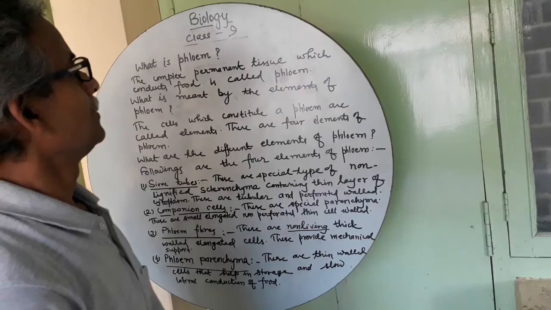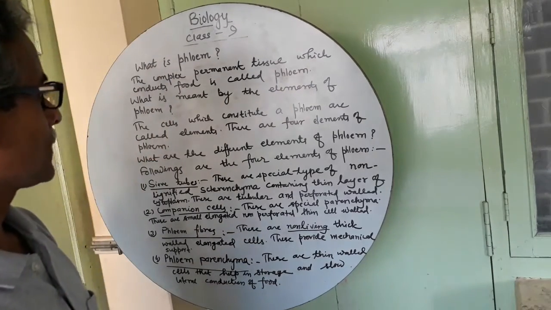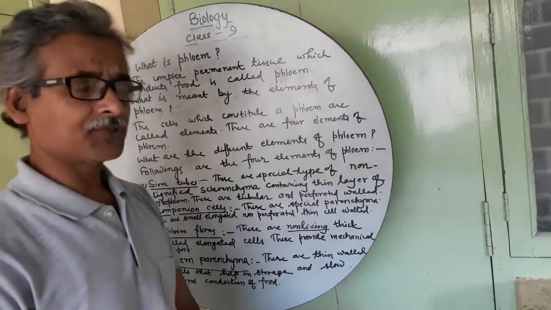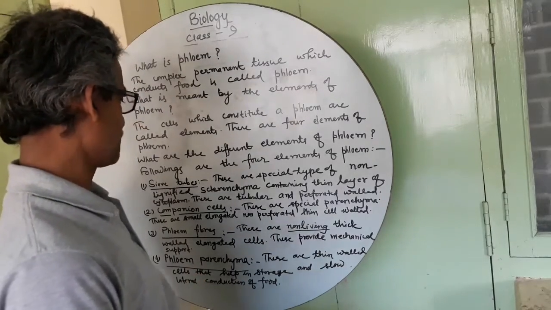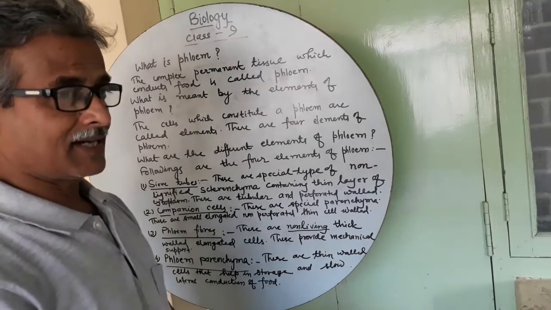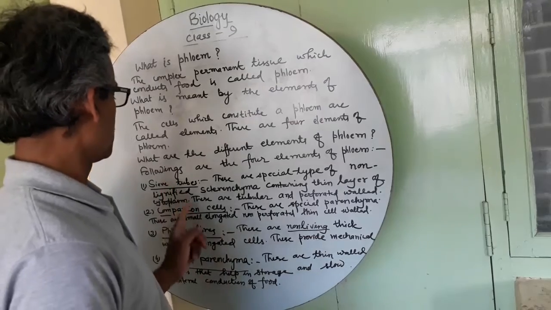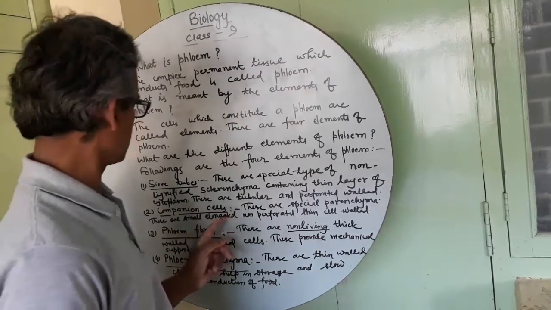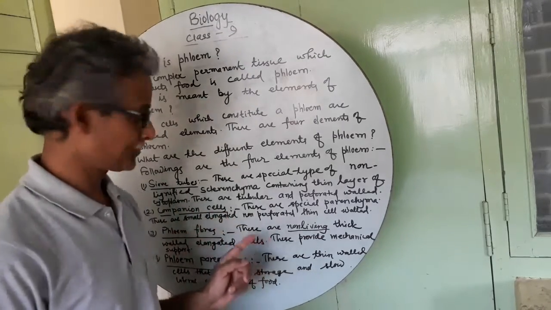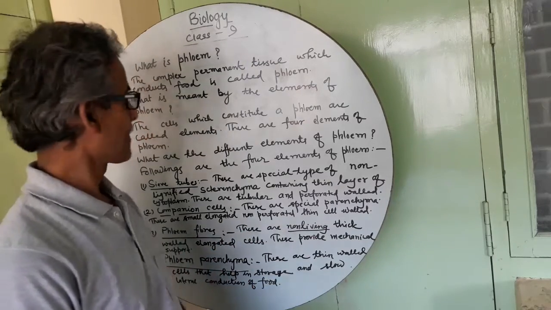There are 4 elements of phloem. What are the different elements of phloem? There are 4 different elements of phloem: sieve tubes, companion cells, phloem fibers, and phloem parenchyma.